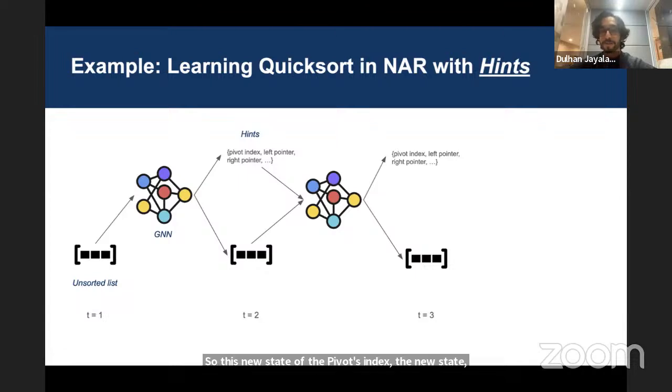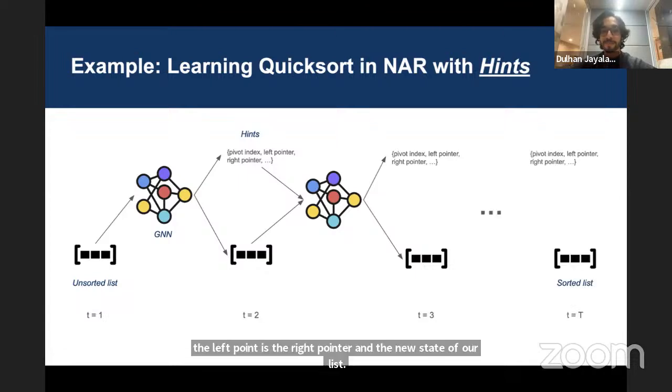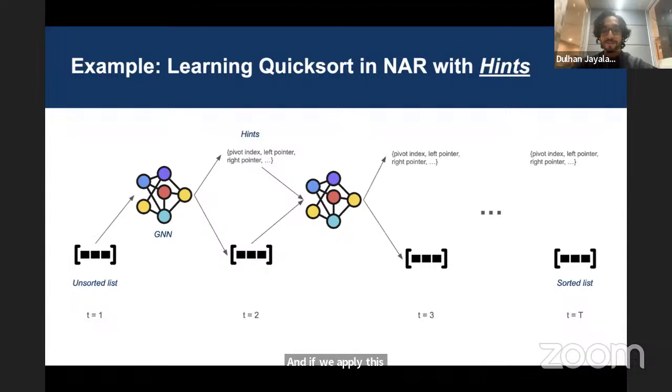And if we apply this process continuously up to some point, then at the end, we get this point where we've predicted the sorted list and the final state of the algorithm. So you can see how in training, we would need to supervise the output of the hints at each time step. And this is the information that provides the grounding, which ensures that the GNN doesn't simply learn any sorting algorithm, but specifically, it learns how to do quicksort. And so this is how neural networks will learn to execute algorithms under the NAR paradigm.